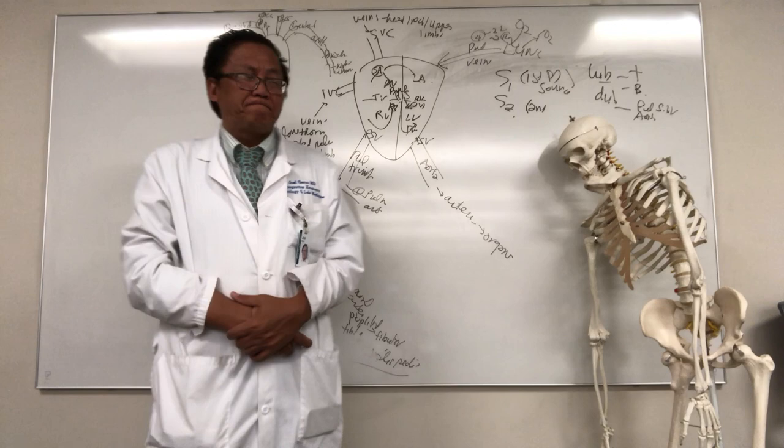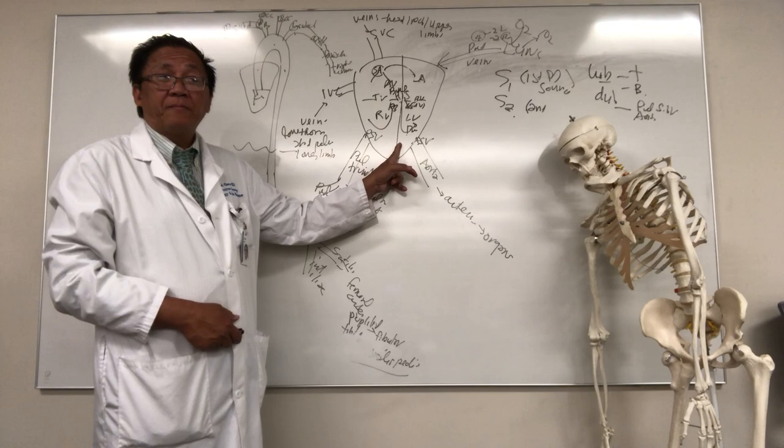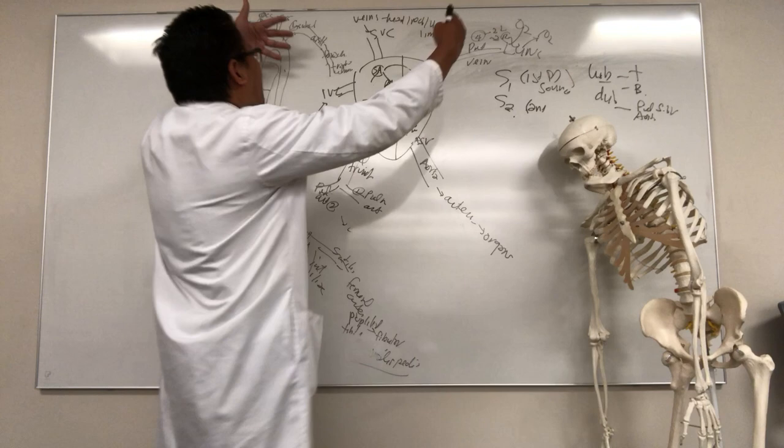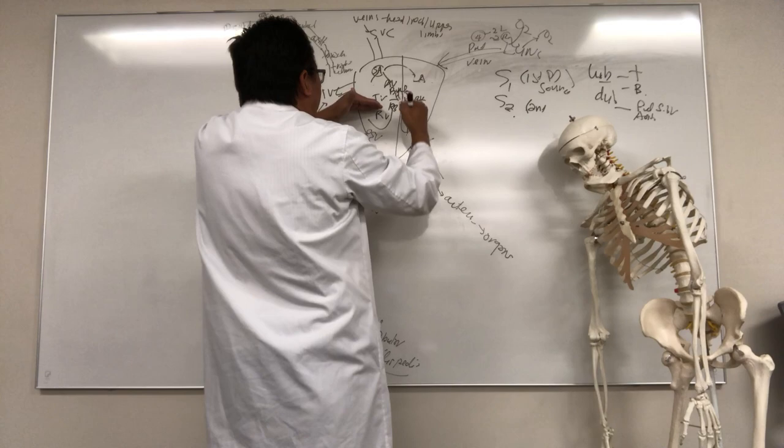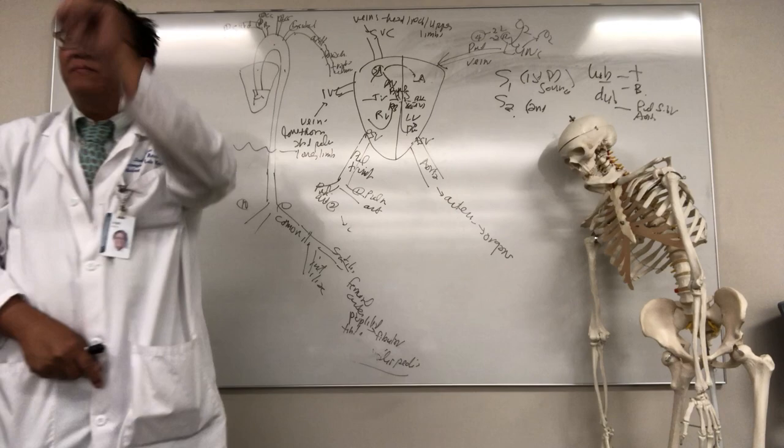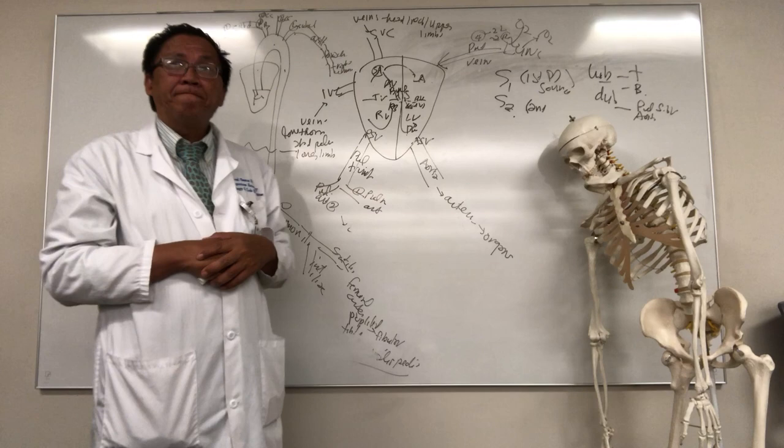So this goes to the lung, this goes to the aorta, so this has to open. Do you understand? As this is happening here, the blood is going here. This will close. Remember, we said it closes, and this is open. Once the blood gets out, this will close. When this closes, that produces your second heart sound. Do you understand?